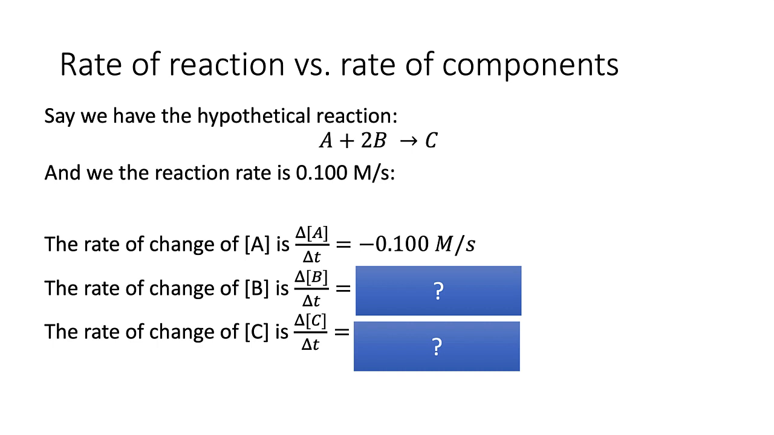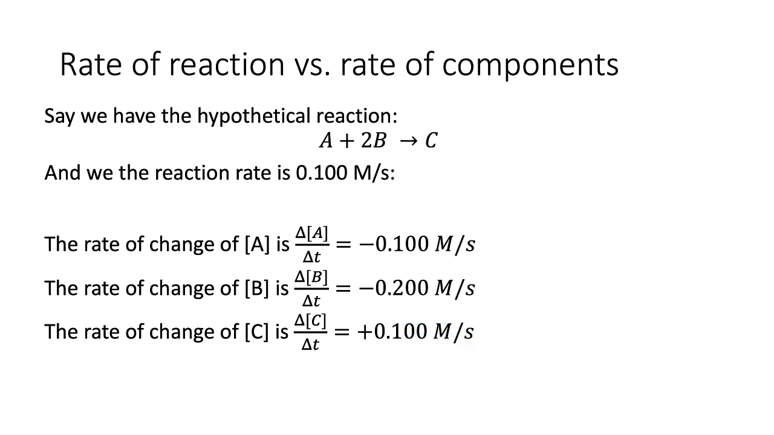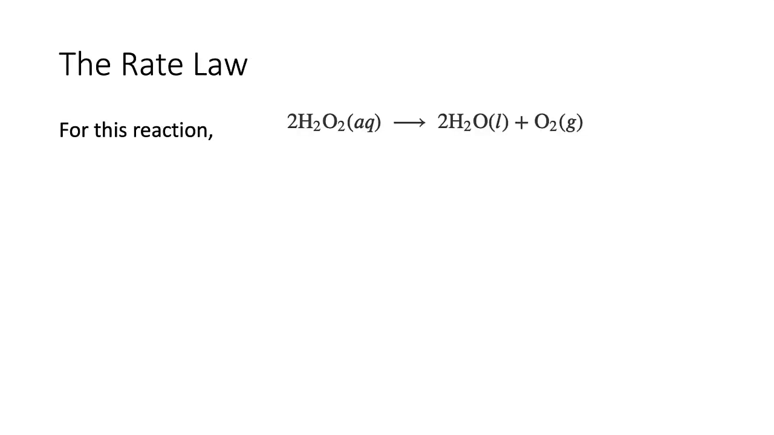Therefore, what's the rate of change of B? Well, it's going to be negative 0.2 molarity per second because as we have 1 mole of reaction that moves forward, it's going to consume 2 moles of B. So the rate of change of B is going to be negative 0.2 molarity per second. And finally, what's the rate of change of C? Well, this is going to be positive 0.1 molarity per second because C is being created in this reaction and it has a coefficient of 1 in the balanced chemical reaction.